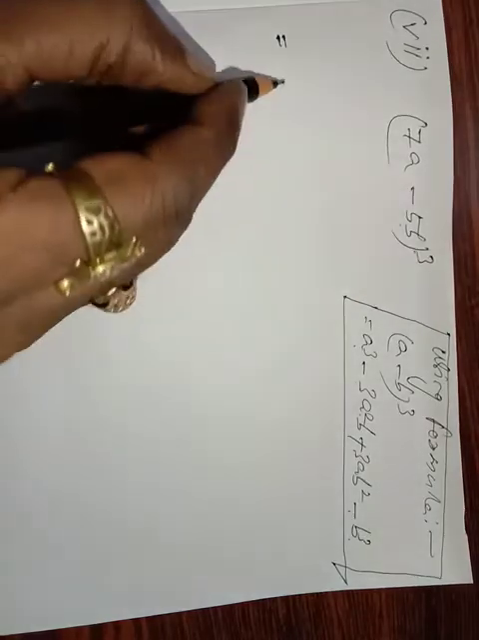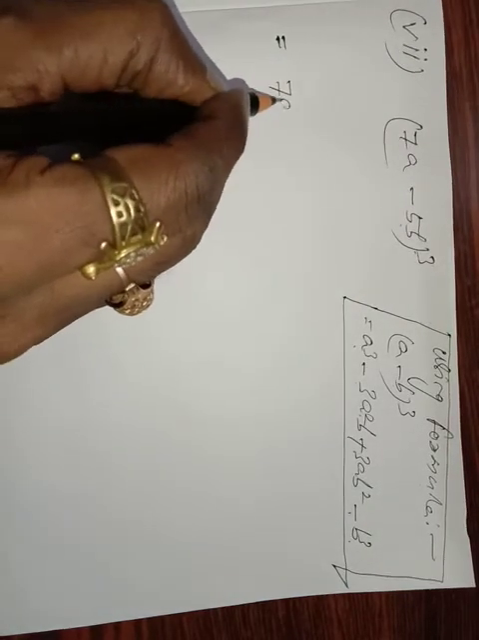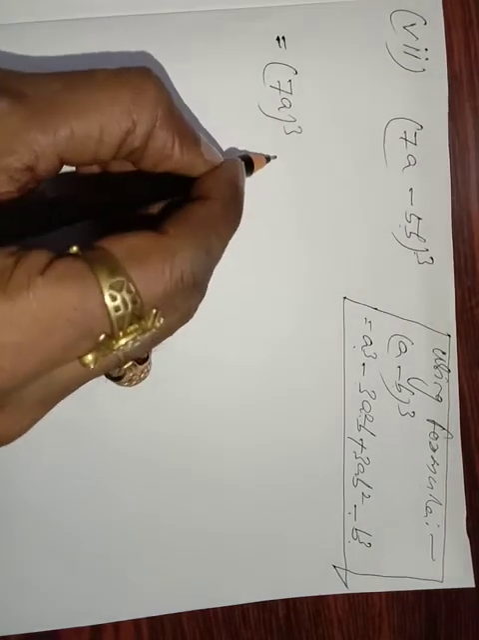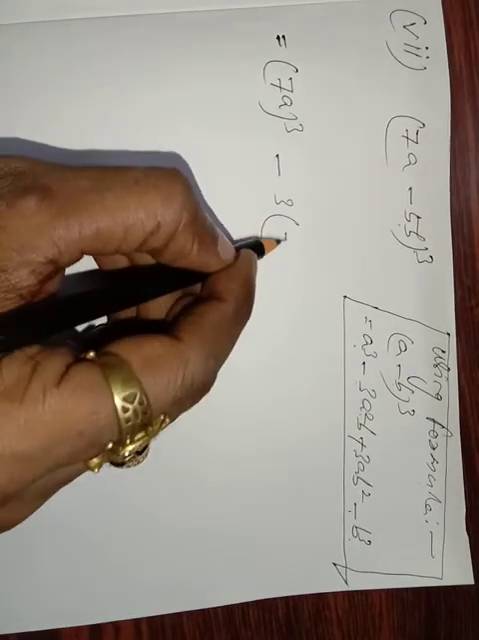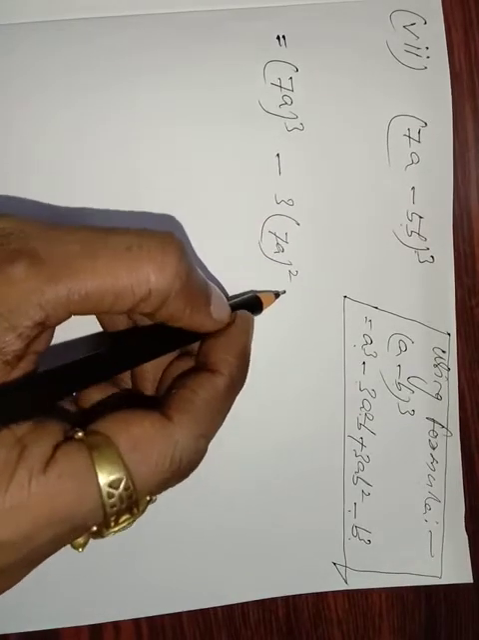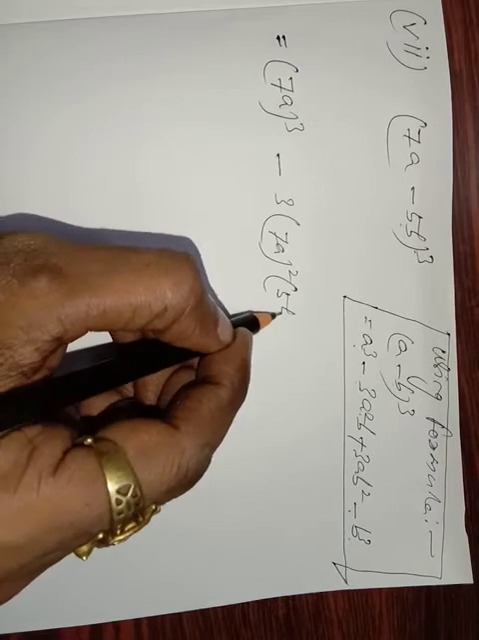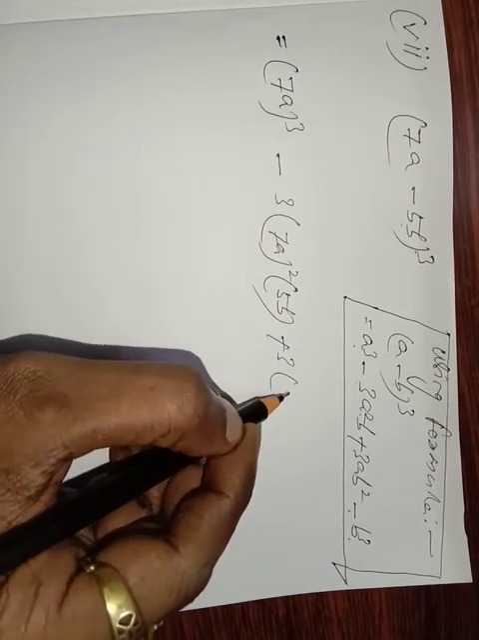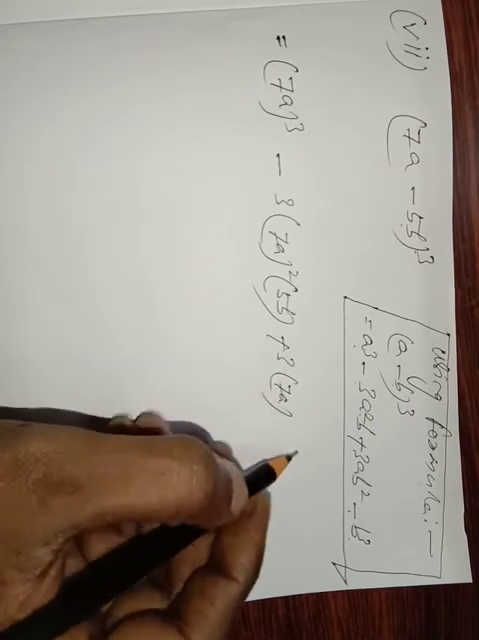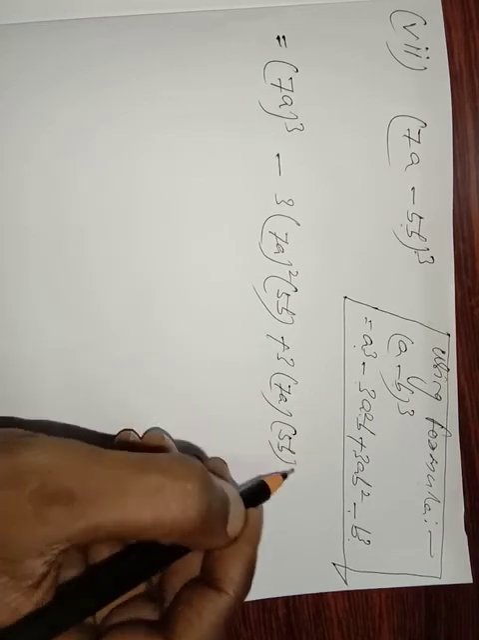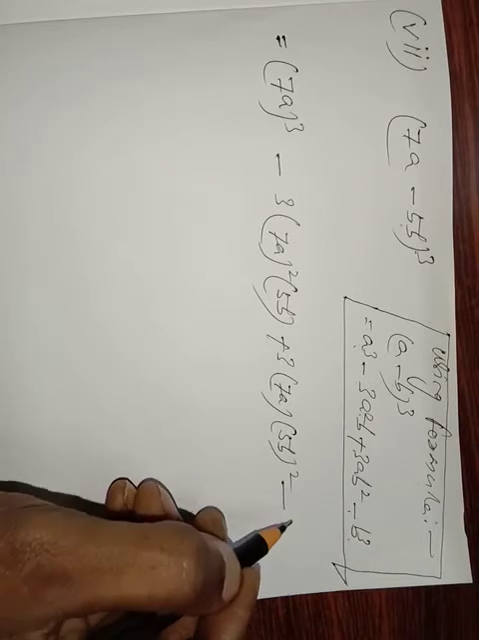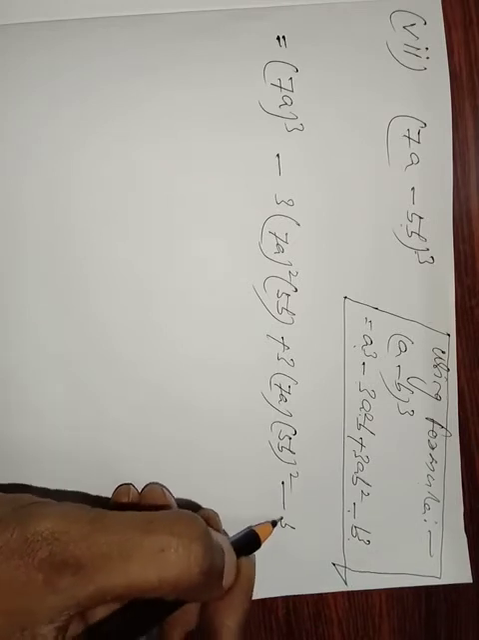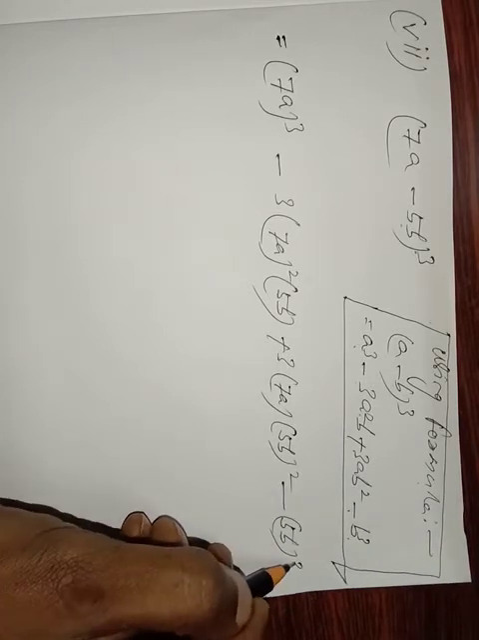Okay, see here, same process. a cube means (7a) whole cube, minus 3a square, that is (7a) whole square, b means here 5b, plus 3a means 7a, b square means (5b) whole square, minus b cube, b means here (5b) whole cube.